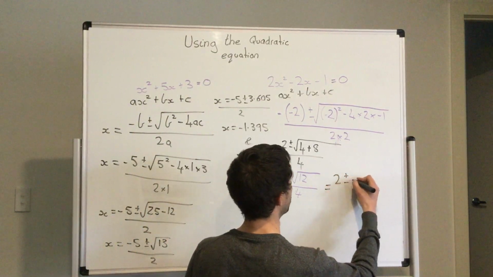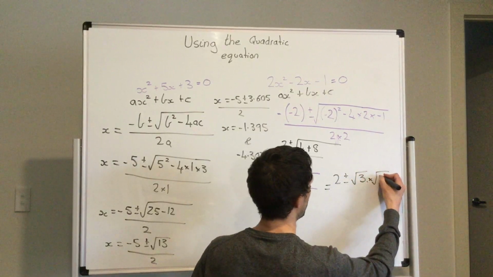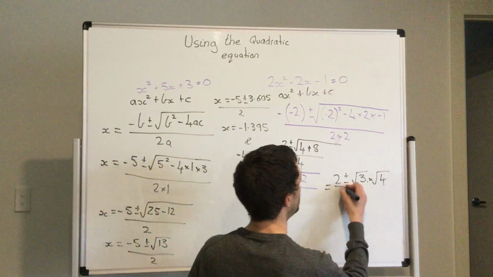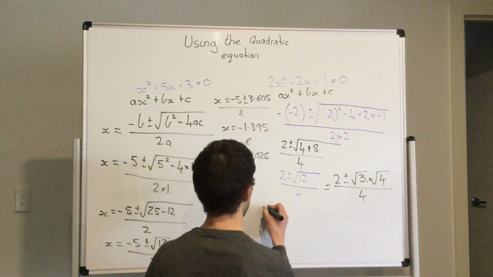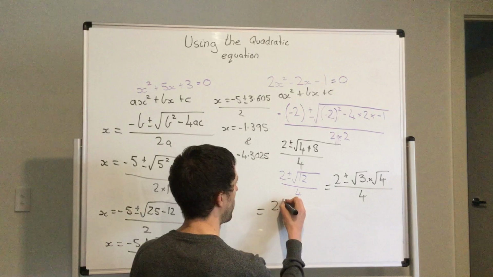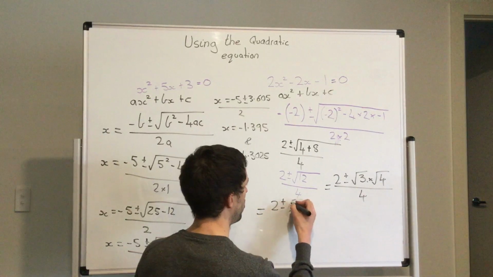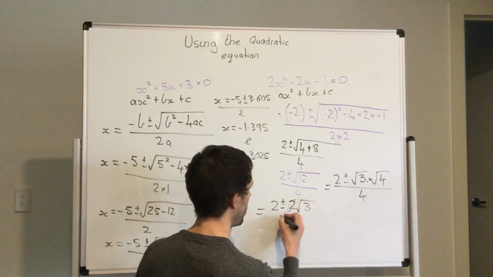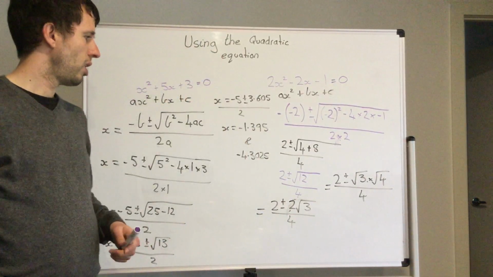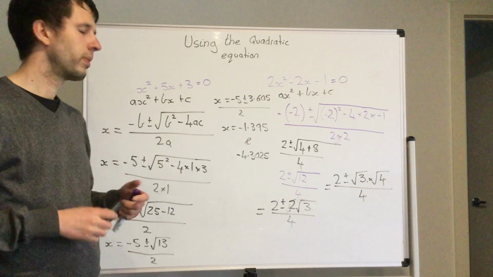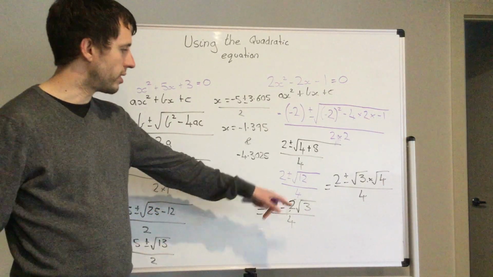2 plus or minus the square root of 3 times the square root of 4. If we remember this divided by 4, the square root of 4 is 2. So that equals 2 plus or minus 2 times the square root of 3 divided by 4. So, slowly getting there.